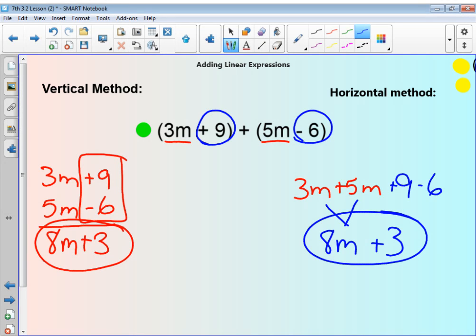So you should have ended up with 8M plus 3 for your final answer. Once again, you need to decide what method you prefer. As you get better and better at these, you're going to be able to kind of save yourself some of those steps, and you'll find techniques that work for you. Good luck with this part of the lesson.